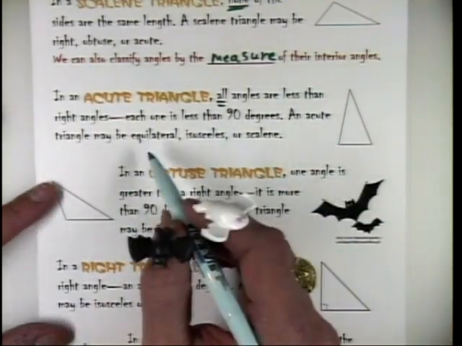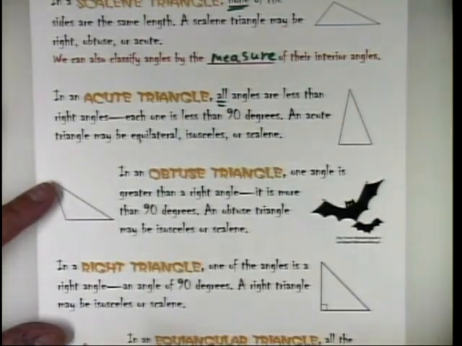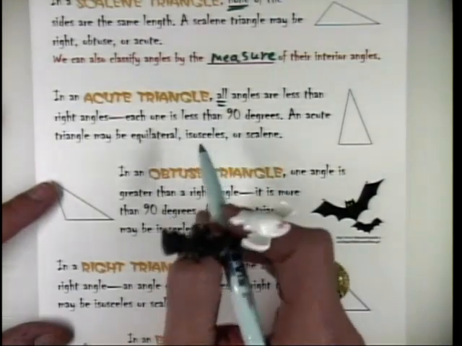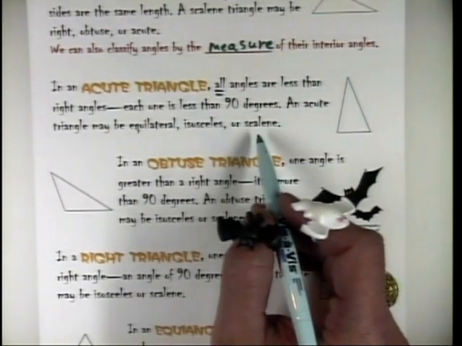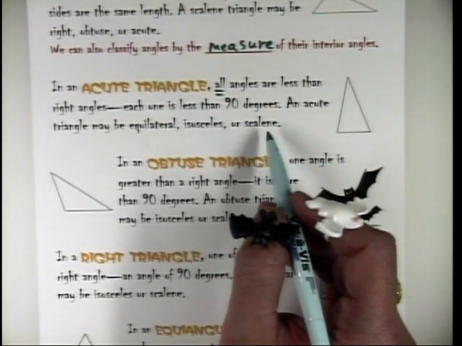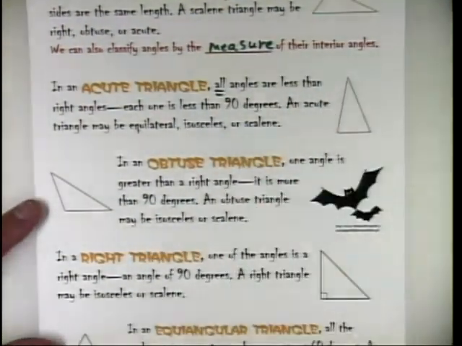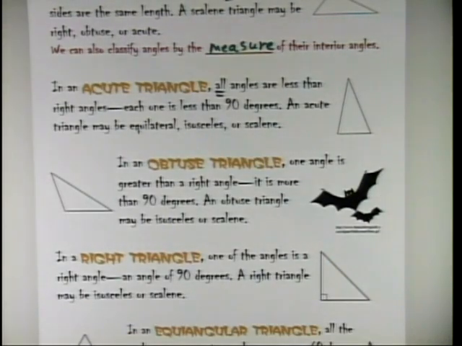Now, in an acute triangle, it may be an equilateral. All the sides could be equal. It may be an isosceles, which would have at least 2 sides equal, or it could be scalene. All 3 are different lengths. All we know is that all 3 angles are less than 90 degrees.